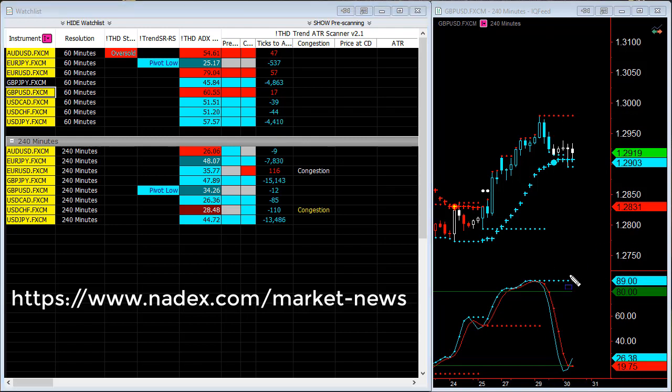This is a setup that was on all of them. You see that the stochastics was overextended to the upside. That's why I thought it would go down to the ATR. It has, and now it's probably going to turn right there at the ATR because you're overextended here.